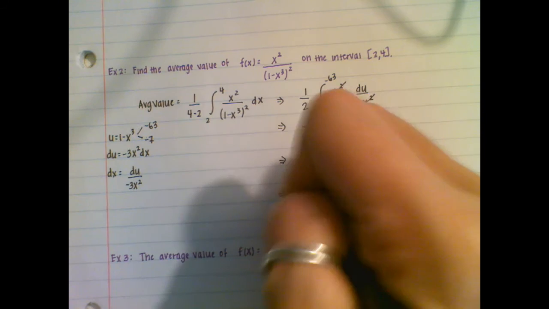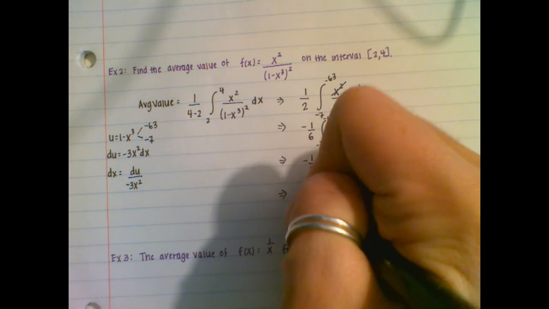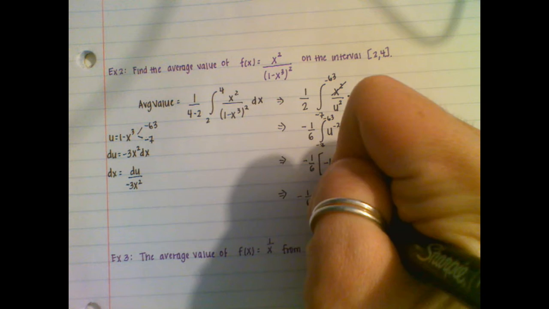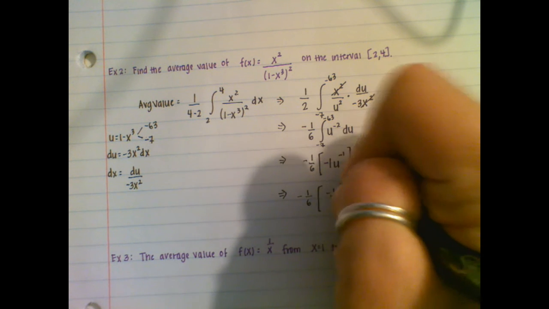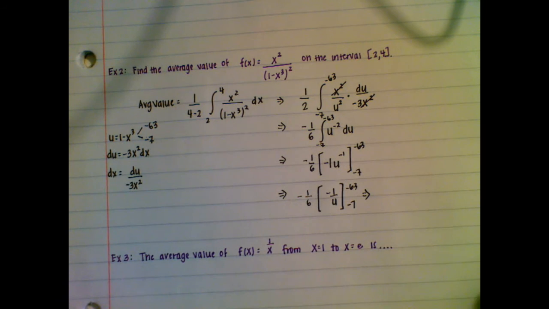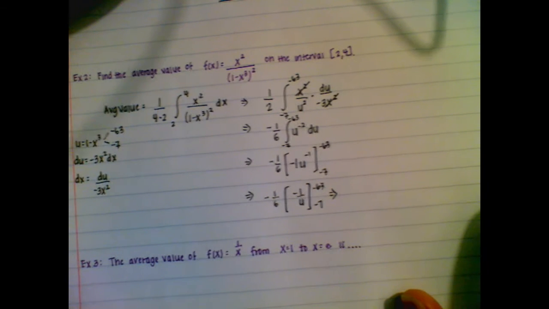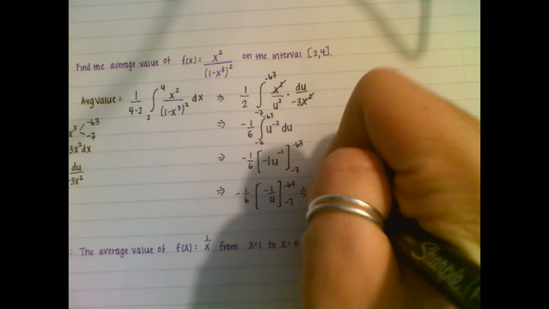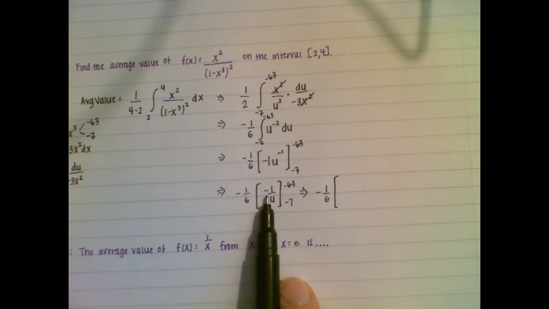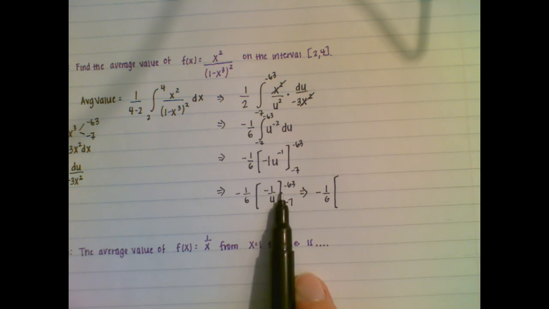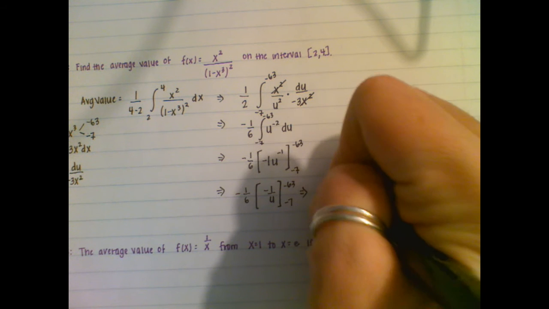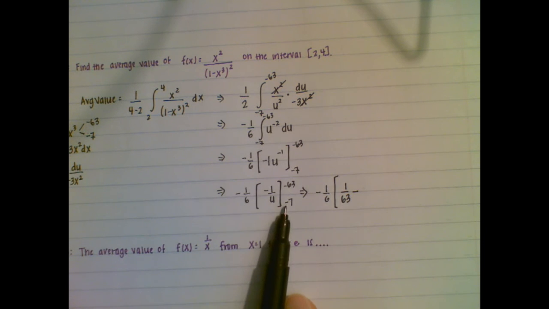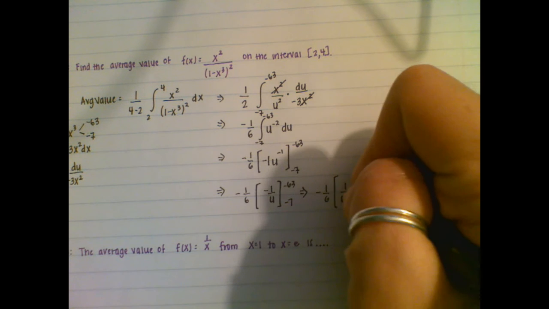I'll rewrite that a little bit nicer. So that's going to be negative 1/6 times negative 1 over u from negative 7 to negative 63. And then I can go ahead and finally evaluate that. Just have to be careful about my negatives and positives here. So negative 1/6 times negative 1 over negative 63 is going to be positive 1 over 63 minus negative 1 over negative 7 is going to give me positive 1 over 7.